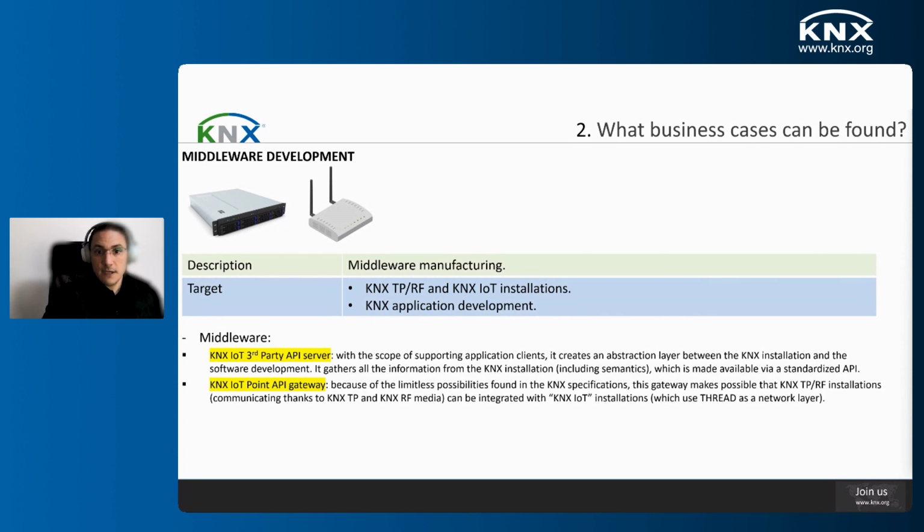Middleware: yes, as I said already when introducing the development landscape, with the appearance of the KNX IoT specifications, there is now a new business case. Firstly, the KNX IoT third-party API server. With the scope of supporting application clients, it creates an abstraction layer between the KNX installation and the software development. It gathers all the information from the KNX installation, including semantics, which is made available via a standardized API.